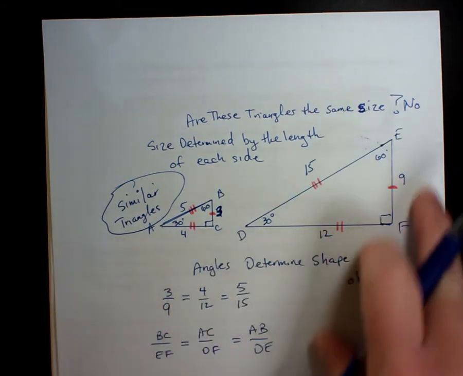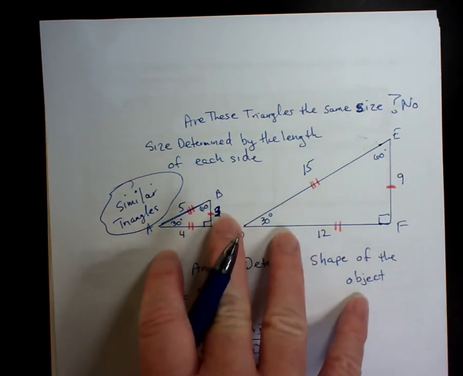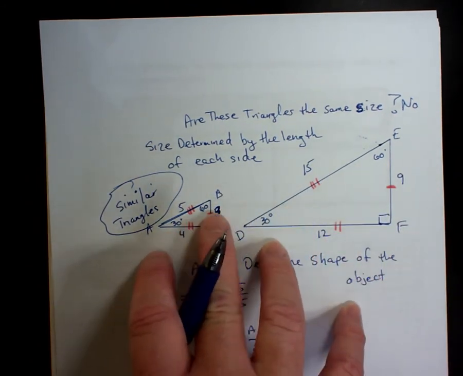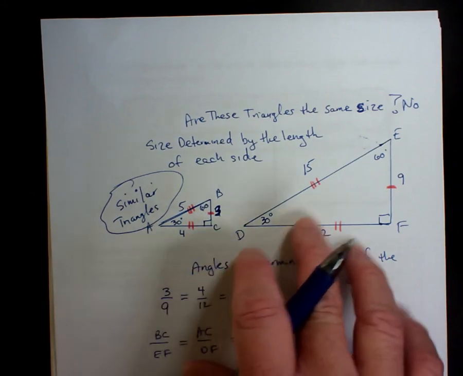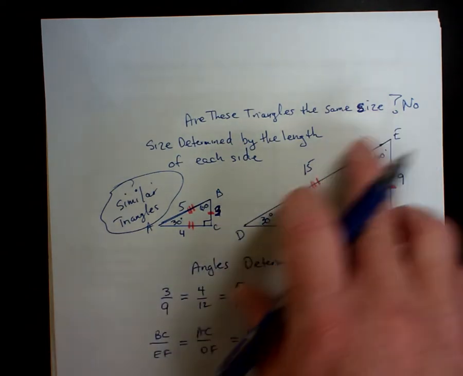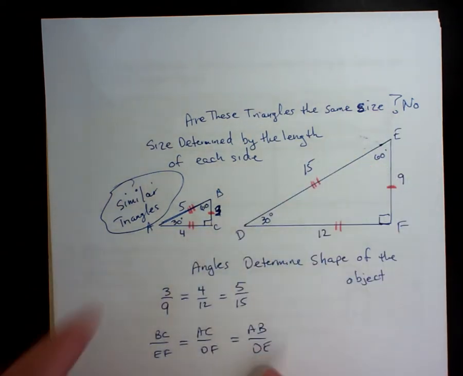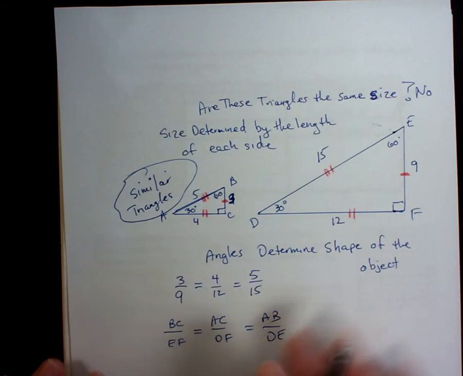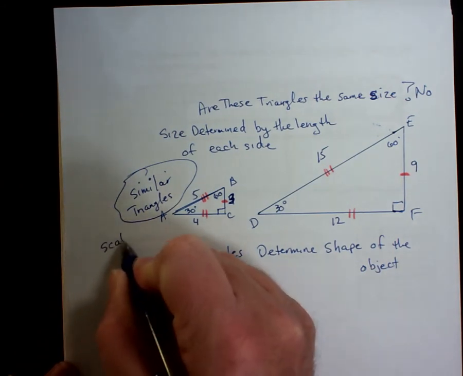A, B, C, and D, E, F. We looked at this and we said, okay, well, the angle measures are the same, and that determines the shape of the object. But the size of the object is determined by the side lengths. And to be similar, then we need to find the scale factor.